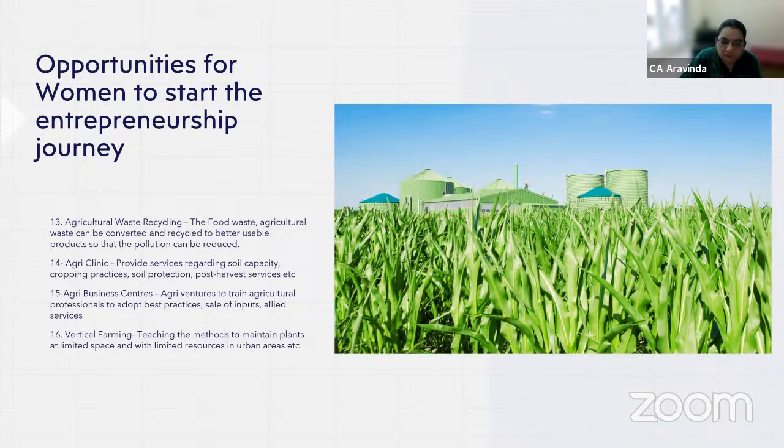Vertical farming is one where the land is very limited and you want to grow plants. You can think of vertical farming as one of the areas where you can get the produce out of it, and it can be sold in the market through organic farming itself.